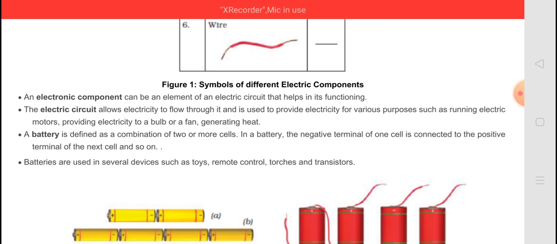Then battery. A battery is defined as a combination of two or more cells, right? Or we can say in a battery, the negative terminal of one cell is connected to the positive terminal of the next cell and so on. So in this way a battery is formed.